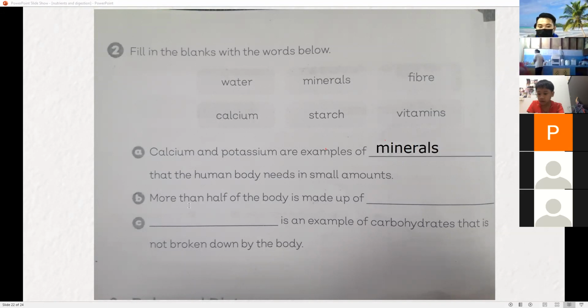Next one. More than half of the body is made up of? Water. Very good.